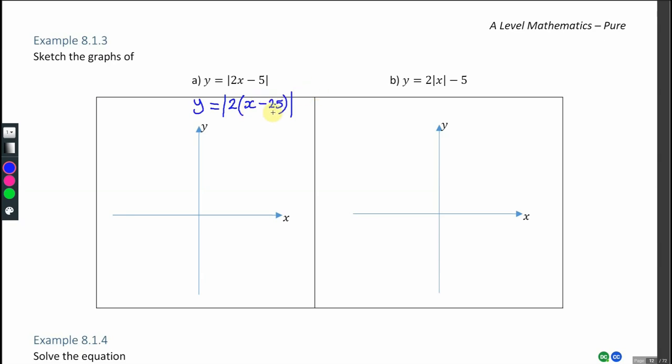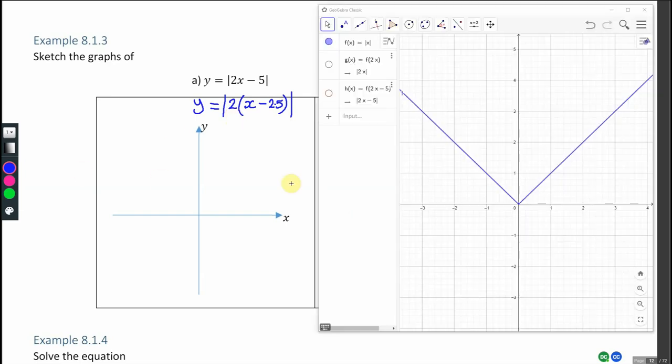If we did the translation first, then we'd move to the right, as you can see in the brackets, by 2.5, and then the squash in the x direction with a scale factor of 2. But if you do it this way round, the squash would then not be towards the y-axis, the squash would be towards the line x equals 2.5. Let's bring GeoGebra back to demonstrate that.